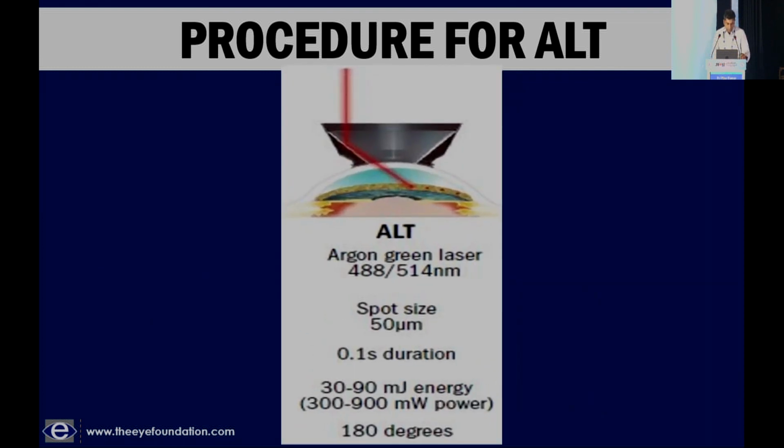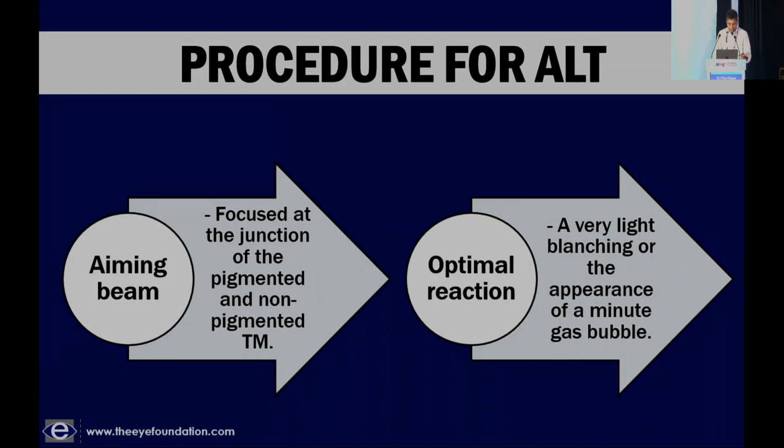In ALT, we use argon laser of 488 to 540 nanometers. Spot size is larger compared to SLT, which is 50 microns. The duration is also longer, 0.1 second. And the energy used is also more, 30 to 90 millijoules of energy. And at a sitting, we only treat 180 degrees.